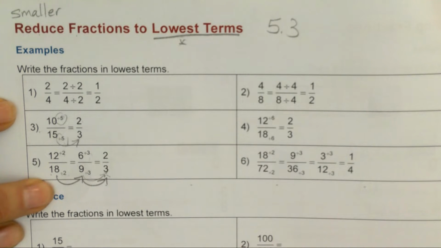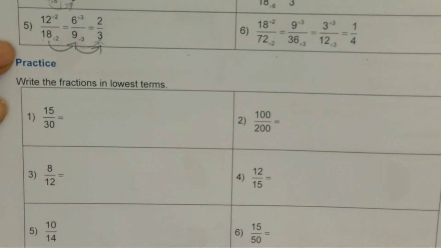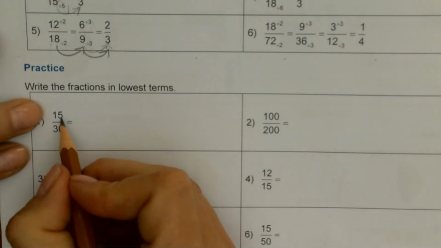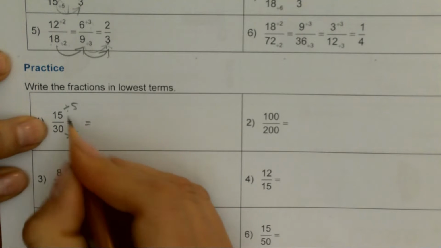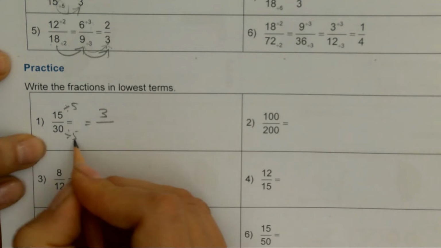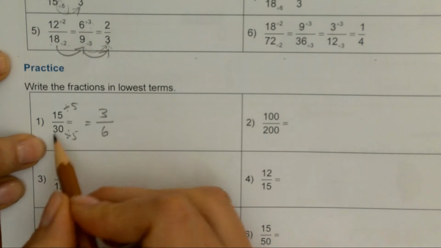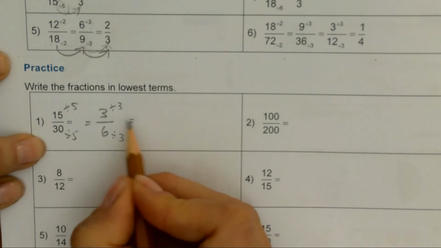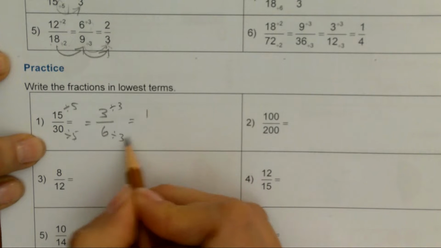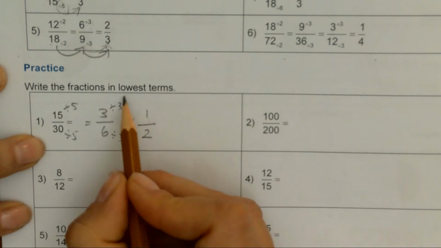Okay? So you can do it this way, or you can use your calculator. Let's do both. Okay? So it ends in a 5 and a 0, so I can divide by 5, divide by 5. 15 divided by 5 is 3. 30 divided by 5 is 6. Can I reduce this and make it smaller? Yes, I can divide both by 3. 3 divided by 3 is 1. 6 divided by 3 is 2. Can I make this smaller? No. So it's now in lowest terms.